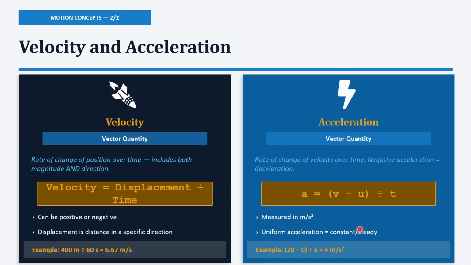It's important to note that the SI unit of acceleration is meter per second squared, and the SI unit of velocity is meter per second. So these are important concepts in motion. So we have velocity and we have acceleration, and the formulas to calculate each of them. So you should note this. So that brings us to the end of the concepts in motion.